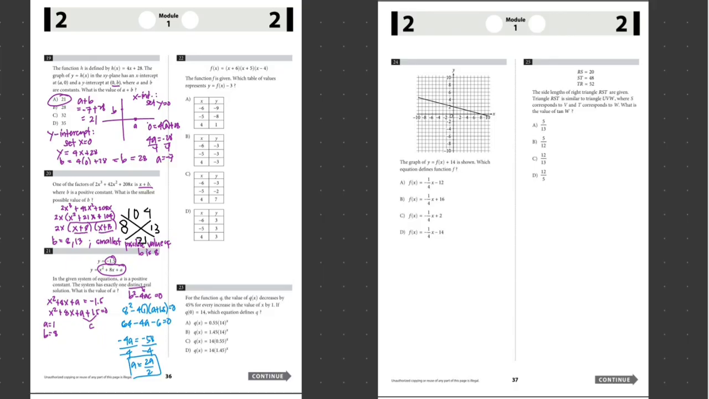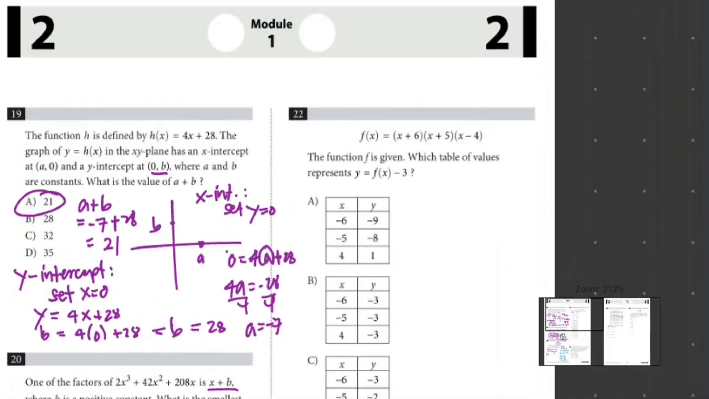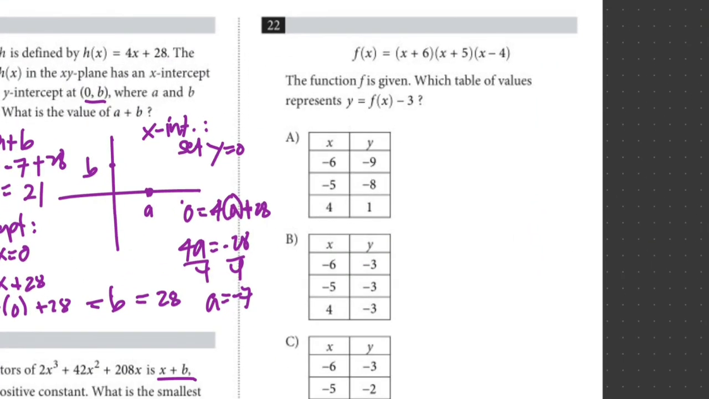Okay, do you have questions? Okay, number 22. f of x is equal to (x plus 6)(x plus 5)(x minus 4). Which table of values represents y equals f of x minus 3? So that means you subtract this by 3. You need to expand this first. Maybe we can do trial and error.